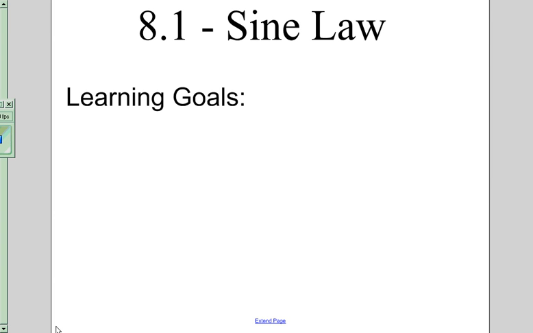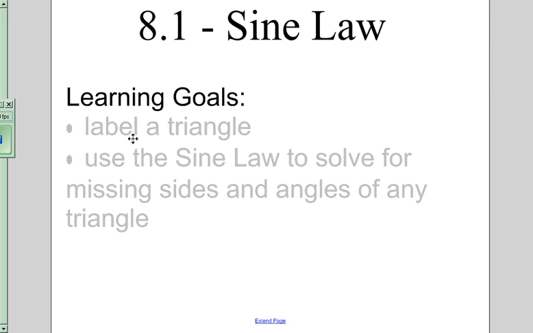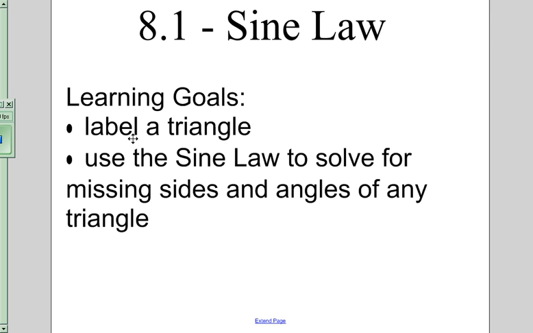All right, so today we are going to work on lesson 8.1, which is the sine law. And the goals today are to label a triangle according to sine law, and it doesn't have to be a right angle triangle. And secondly, to use the sine law to solve for missing sides and missing angles of any triangle.